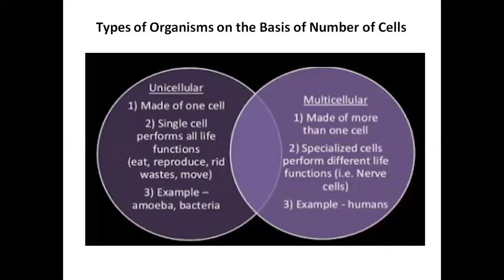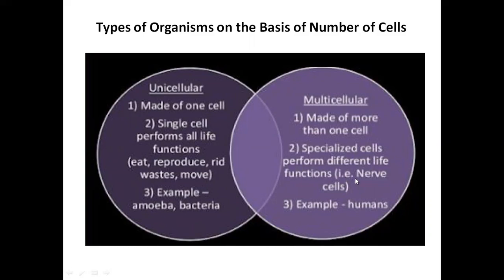Now, types of organisms on the basis of number of cells: unicellular and multicellular. Unicellular is made up of one cell. Multicellular is made up of more than one cell. In unicellular organisms, the single cell performs all life functions, for example, eating, reproducing, getting rid of waste, and movement. Examples of unicellular organisms are amoeba and bacteria. Multicellular organisms have specialized cells, and those specialized cells perform different life functions.